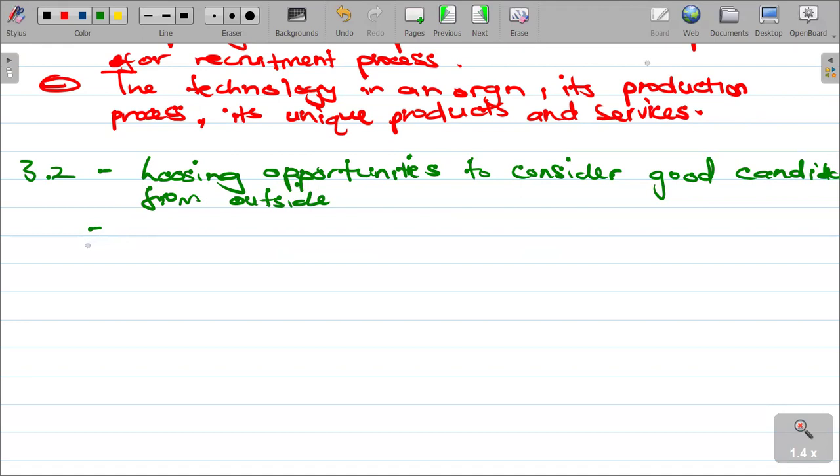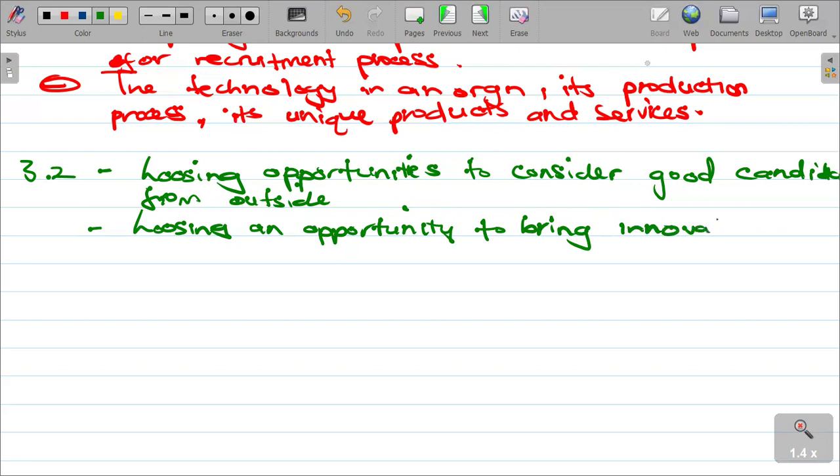Two, another reason is they don't want to lose the opportunity of bringing in innovative candidates who bring in new ideas in an organization.